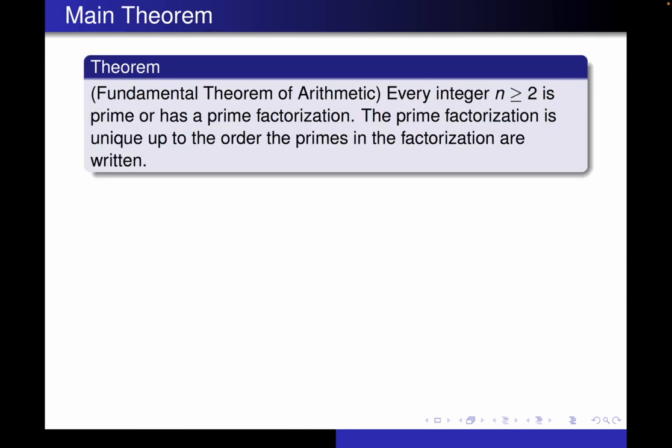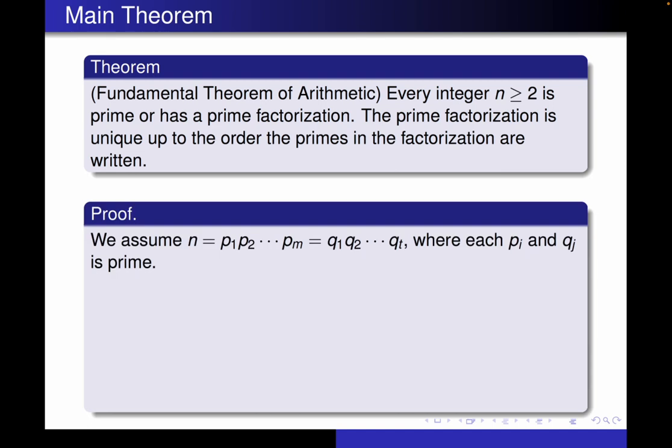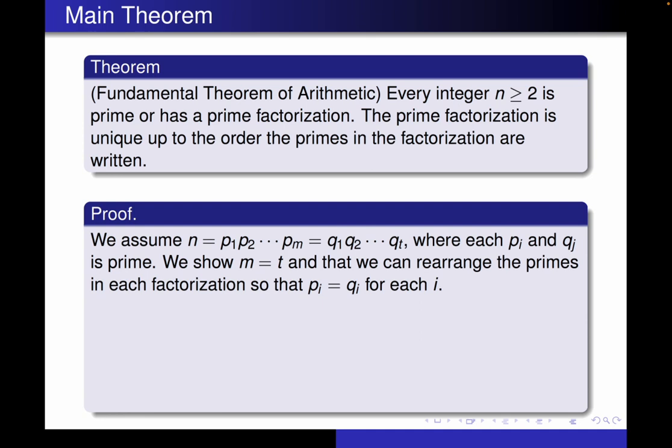So here's just the statement of the theorem again, in case you need to refer to it. So with our proof, we're going to assume that we have two prime factorizations, p1, p2 through pm, and q1, q2 through qt, where each of the p's and q's is prime. We're going to show that m is equal to t and that we can rearrange the primes in each factorization if necessary so that each pi is equal to qi. And we're going to prove this by induction on m. And remember, m is the number of primes in the first prime factorization.